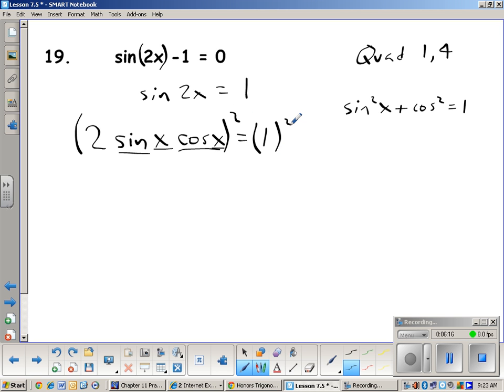And so, we could have moved the 2 over first, made it 1/2, and then squared both sides. But when I do that, I have to square, because someone pointed out, this is not distributive property here. It's 2 times sine times cosine. So when you square that, you have to square each factor. And so I get 4 sine squared x cosine squared x equal to 1 squared, which is 1.